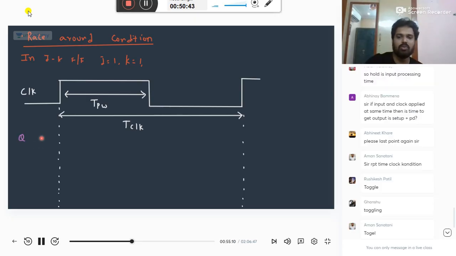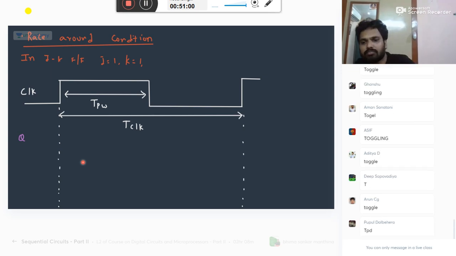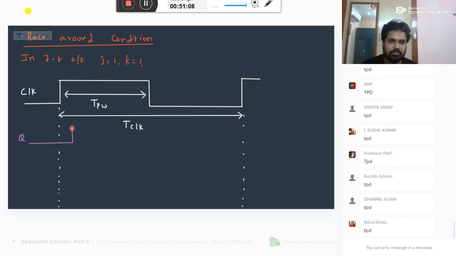Once you apply the clock, assume the inputs are already constant, applied long back, more than the setup time. Now the clock is applied. Once you apply the clock, how much time is required to get the output? Very good. After TPD you will get the output. How much time is required is given by TPD. So after TPD, it has become 1.